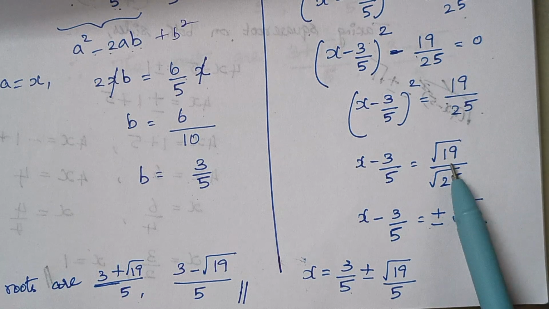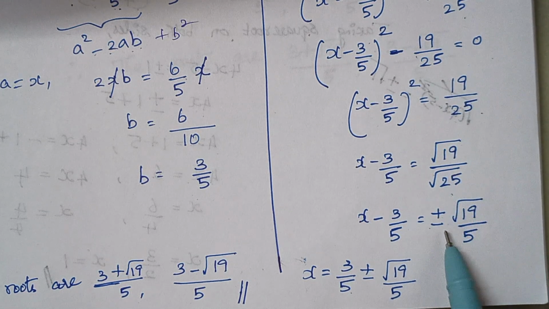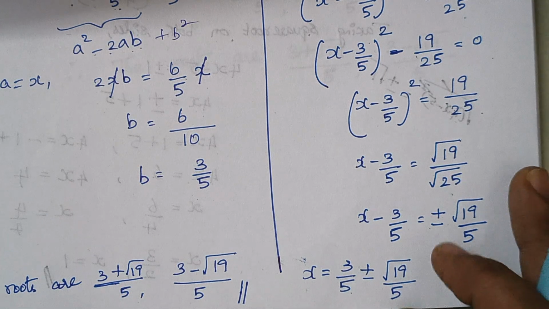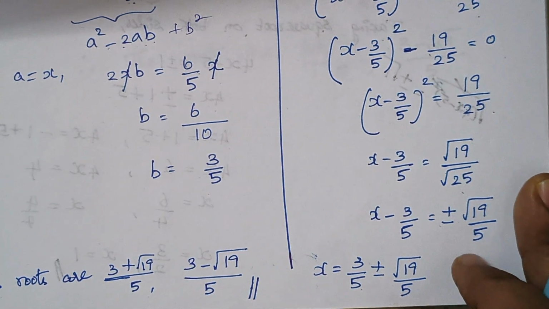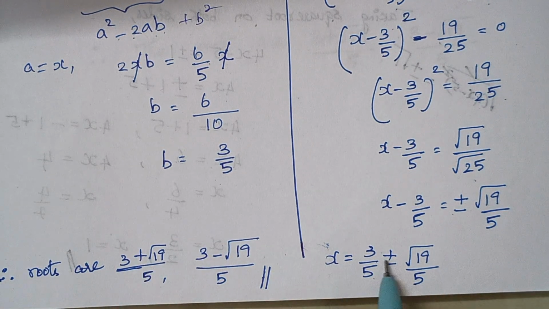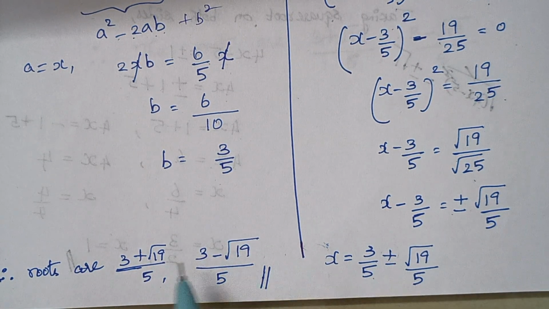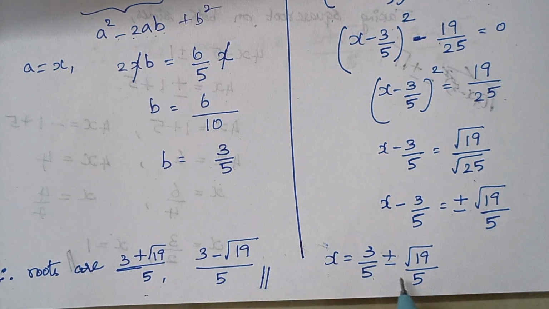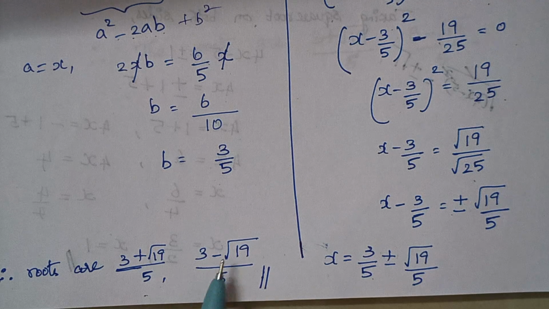So whenever you are taking square root, you should introduce plus or minus. This is mandatory. So x is equal to 3 by 5 plus or minus square root of 19 by 5. So here the roots are, first I am taking the positive root, 3 plus square root of 19 by 5, and the next is 3 minus square root of 19 by 5. So we have calculated the roots by using method 1.